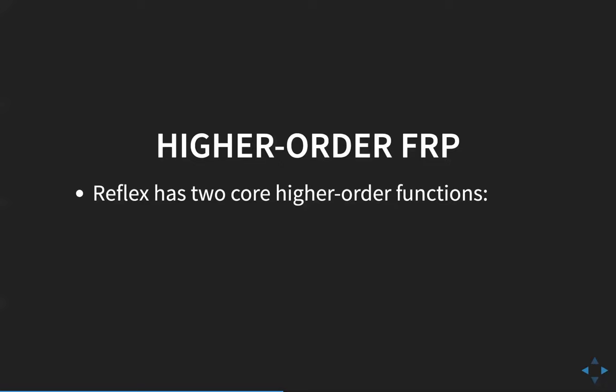Reflex has two core higher order FRP functions. And at the bottom line, at the end of the day, they're really concerned with collapsing that M inside of a reflex value, where by reflex value, I mean behavior, event, dynamic. Moving the M from inside the value to outside the value. That's the crux of higher order FRP. And it comes up all the time, at least in my use of Reflex. And as a result, I feel that higher order FRP is essential if you want to really represent real world problems in a composable way using FRP.